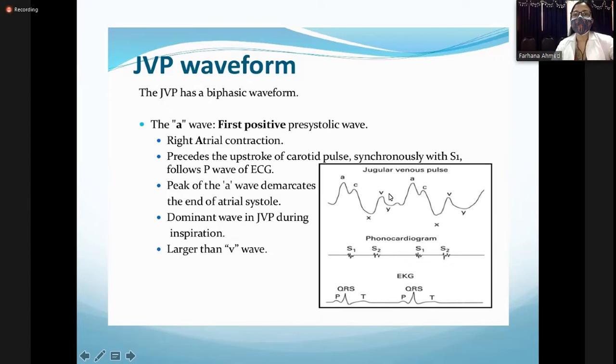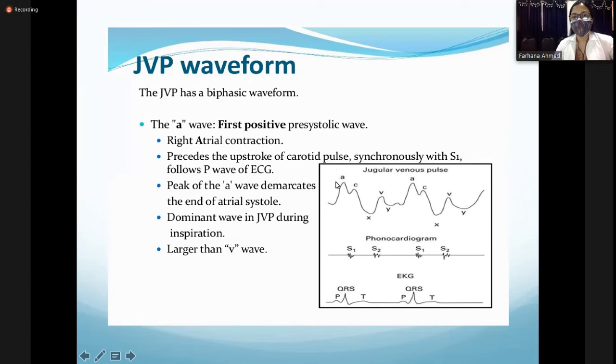And after pressure rise in the atrium, what happened? Ventricle goes to relaxation and the AV valve, the tricuspid valve, opens, and the blood comes from atria to ventricle, and atrial pressure goes down, and this is the Y wave.